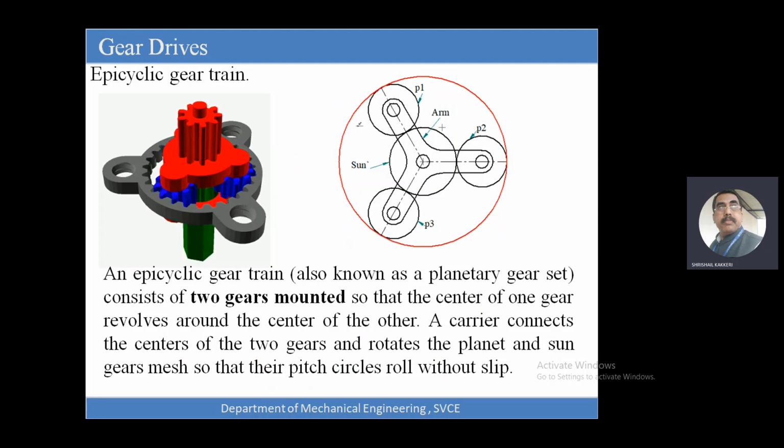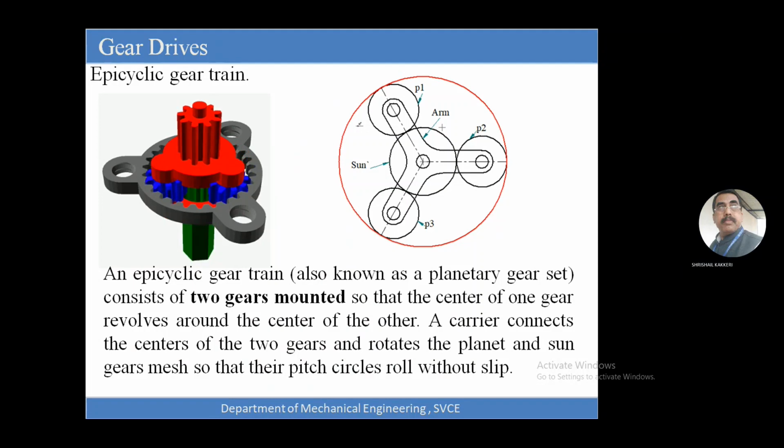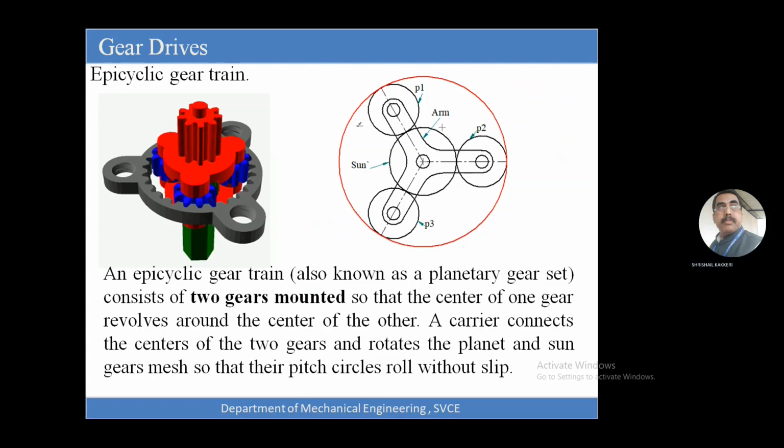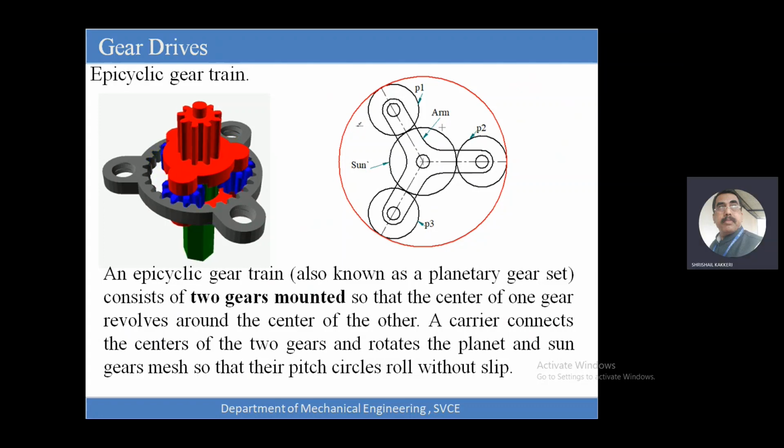In a similar way, these gears 1, 2, and 3 are the planetary gears, and in between, this will be called the sun gear, and this will be called the arm. Okay, and this particular setup is called the epicyclic gear train system. I don't want you to get into the depth of it. Okay, please try to remember this.